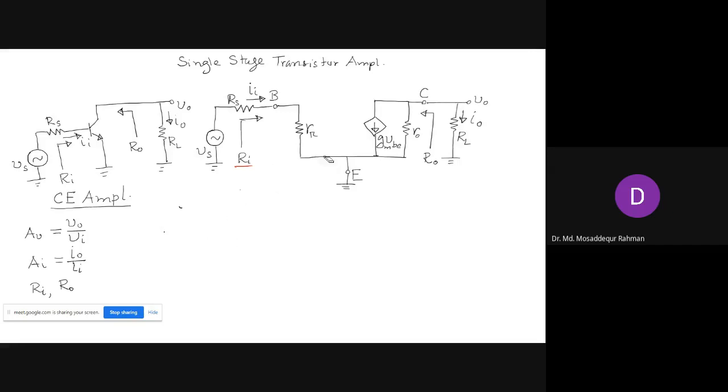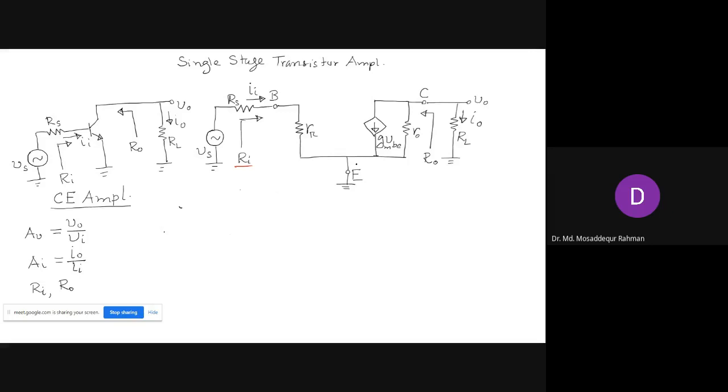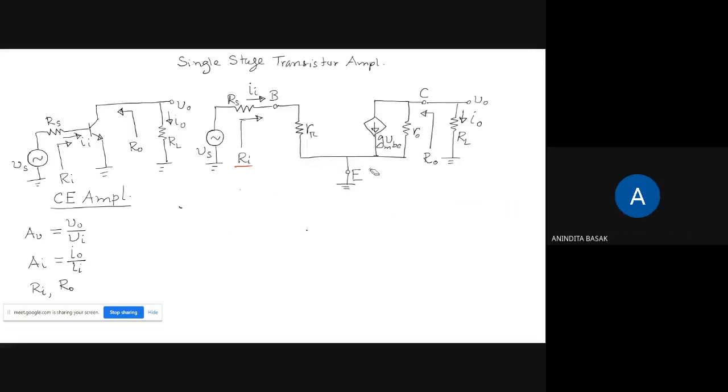See, all these are going to ground. So all these terminals, they are going to ground, right? So Ri is the resistance between base and ground. So what will be the Ri? R pi, sir. It's just R pi, right?